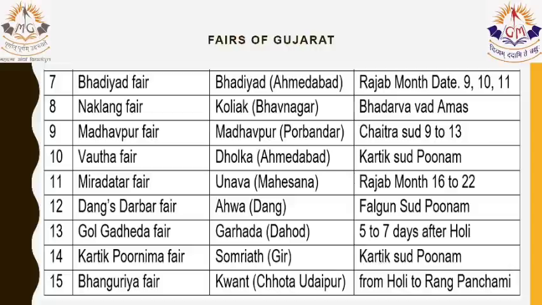The last one is the Bhanguria fair, which is held at a place called Kwant, which falls in the Chota Udaipur district. It is held from Holi to Rang Panchami. Chota Udaipur is also a tribal dominated area, so Bhanguria fair is also recognized as a tribal fair, and people from the nearby tribal areas come over here for the purpose of recreation and enjoyment.